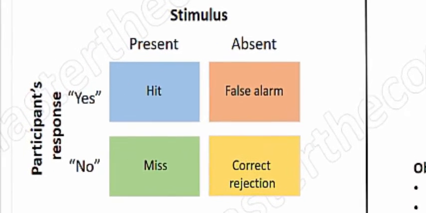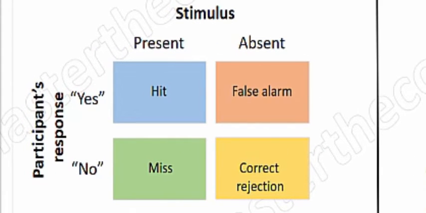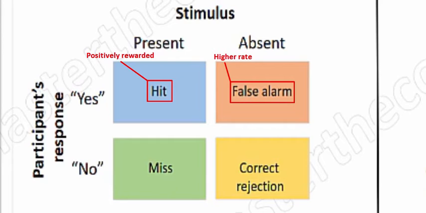Okay, great. On a separate note, it's also possible for researchers to influence the response of observers. This can be done by manipulating the costs and gains in giving correct or incorrect responses. For example, if a hit is rewarded more positively than the other three responses, then as you might expect, the false alarm rate will also be higher.